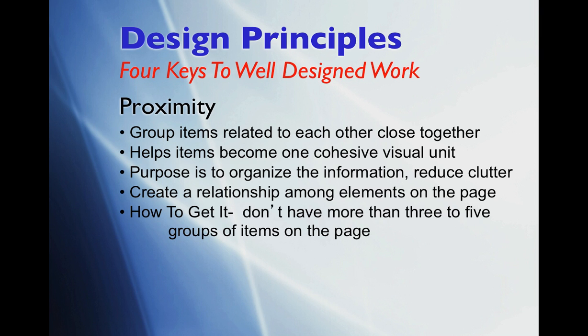So the first one we're going to talk about is proximity. And proximity means grouping items related to each other close together. As opposed to copy or information being scattered all around a page, we group it in logical ways, and it helps to make items become one cohesive visual unit. So the address, the phone number, the fax number, even the web address, you might put together in one little group of information that might be near somebody's name to indicate that that information goes with that person's name.